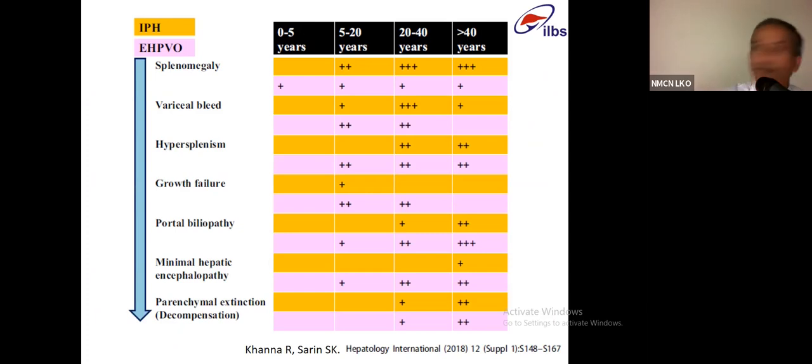So this is the diagram showing the natural history of NCPF, which is also called idiopathic portal hypertension, and EHPVO. These are the various things seen in the natural history of both of these conditions: splenomegaly, variceal bleed, hypersplenism, growth failure. These are seen earlier in EHPVO and later on in non-cirrhotic portal fibrosis. Portal biliopathy is more often seen in EHPVO and less often in IPH, whereas parenchymal extinction followed by decompensation is often seen in non-cirrhotic portal fibrosis later in life, in contrast to EHPVO.